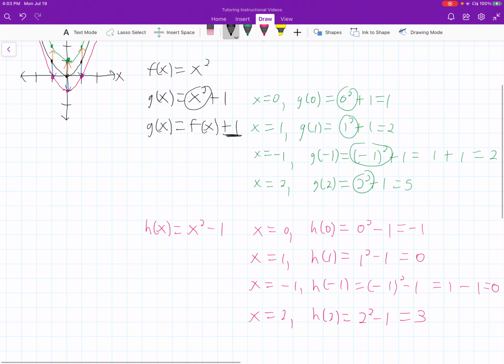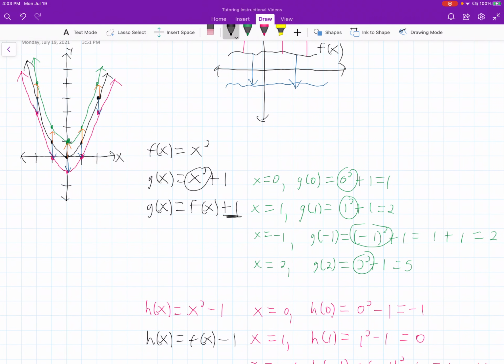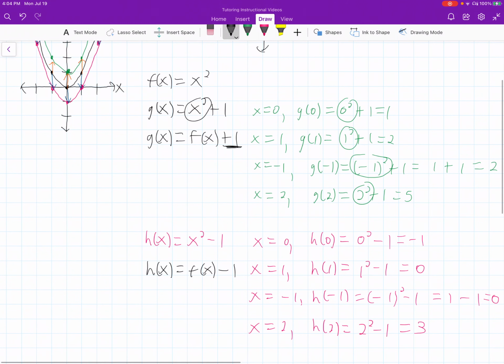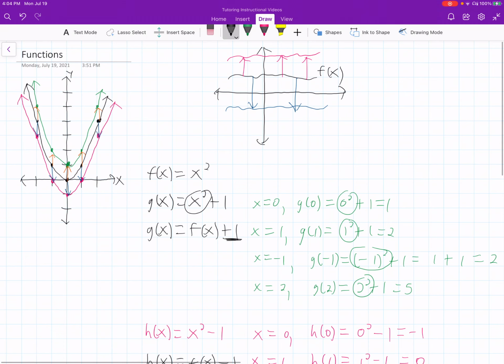We notice the same pattern with h because I can rewrite h of x by substituting f of x for x squared minus 1. And sure enough, the graph of h is translated vertically downwards 1 compared to f, which again we have represented here. So how do we generalize this pattern? Well, you can probably see it. Let me call the function, I'll call it f sub k of x. It just means another function.